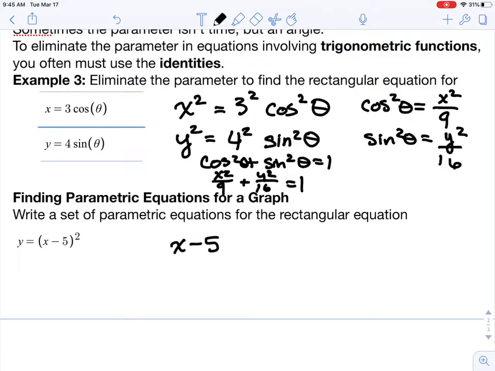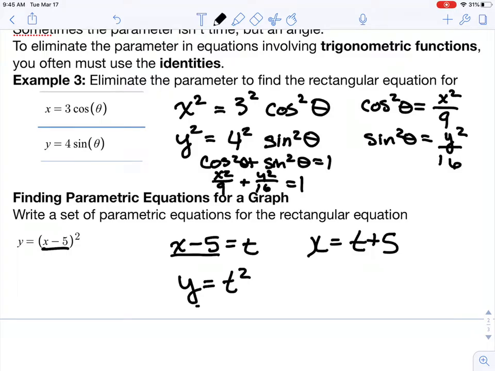x minus 5 to equal t, so we can substitute it in easily. And then that makes x equal t plus 5, and then y equals t squared. All right, so you just take one part of the equation and you let that equal t, and then your pair of equations are x equals t plus 5 and y equals t squared. So there are the parametrics. Enjoy your work.